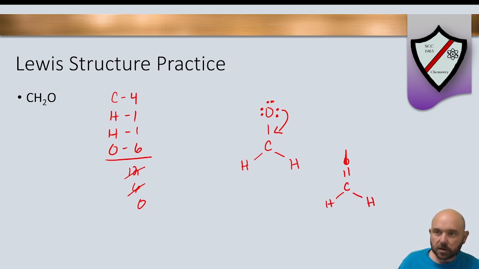please forgive the messy O there, but there is CH2. The oxygen does have 2 lone pairs of electrons. One of the 3 lone pairs has moved down into the bond between the carbon and the oxygen to form a double bond, so that we have 12 valence electrons used. Everybody has a satisfied octet. That is the correct structure for CH2O.